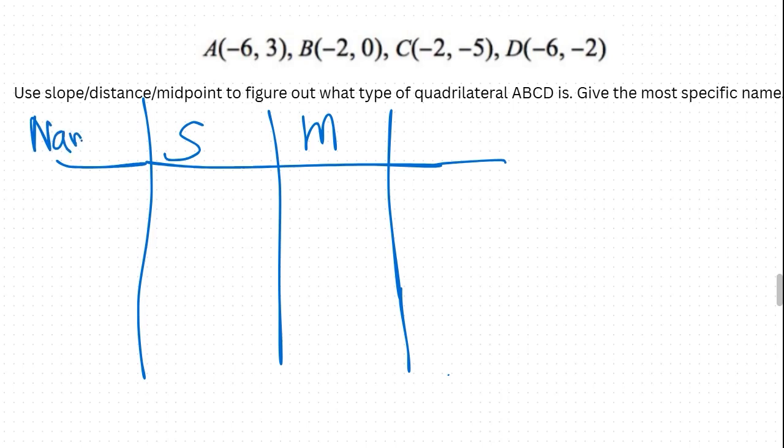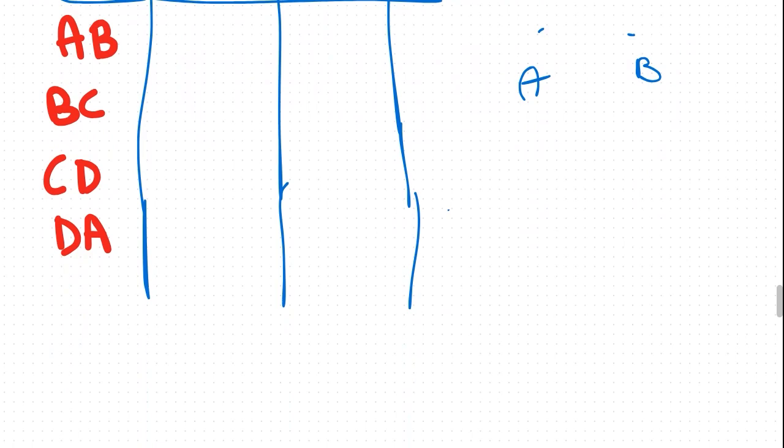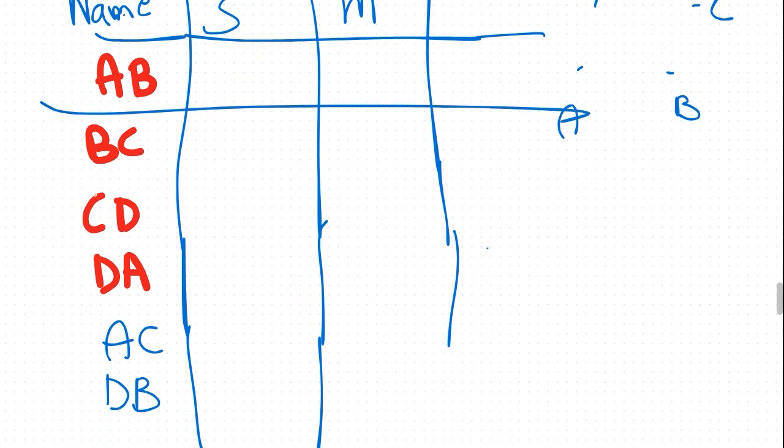So A, B, C, D are the points, so the shape will be like A, B, C, and D. In the first column you have to write the names of the sides: AB, BC, CD, and DA. Apart from sides, diagonals also you have to mention: AC and DB. So on the first column you have to write these names. Any doubts so far?